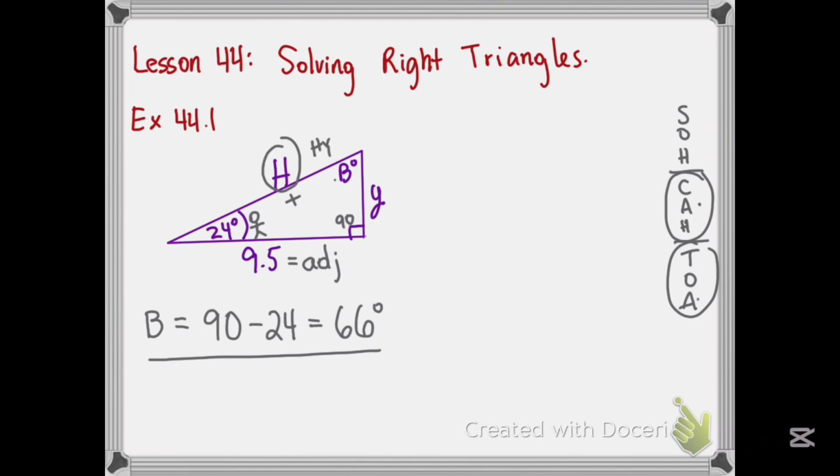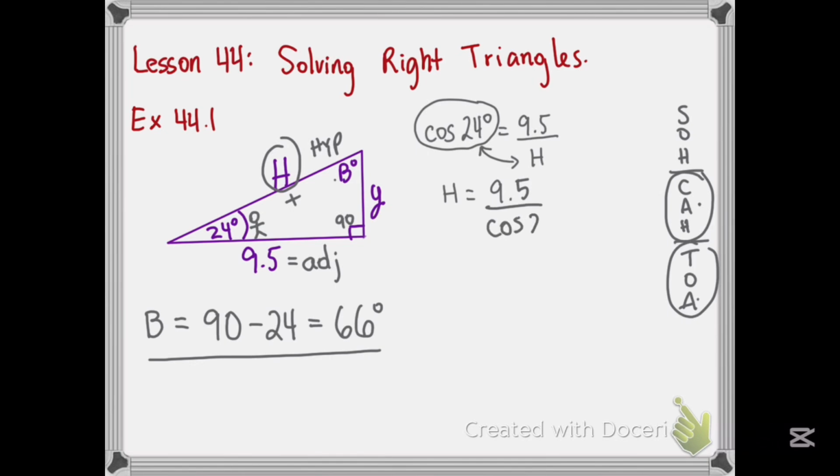H is the hypotenuse. So we're going to use cosine to find the hypotenuse because we have the adjacent and we want the hypotenuse. So cos of 24 is adjacent, 9.5, over hypotenuse, which is H. To find H, we're going to change places with cos 24. So 9.5 divided by cos 24. And if we do that in the calculator, we get 10.399, which rounded is 10.40. That's the measurement of the hypotenuse.